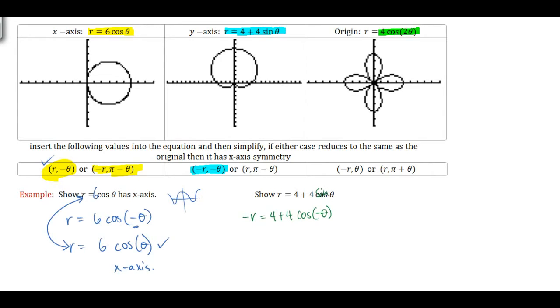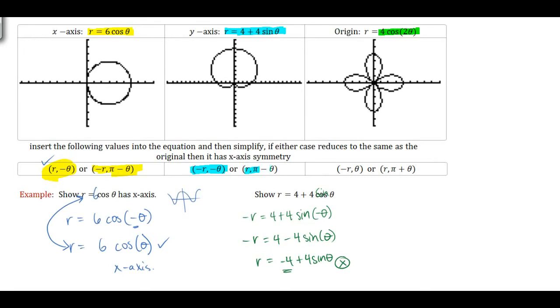This was supposed to be sine theta, and so this therefore should be sine theta. And sine is an odd function, so the negative could come out front, so you'd have negative r equals 4 minus 4 sine theta. Then I could just divide by negative to get the r positive, and we'd have negative 4 plus 4 sine theta. Then we compare it to what was supposed to be the original, and lo and behold, this guy doesn't work. So it does not have y-axis symmetry yet.